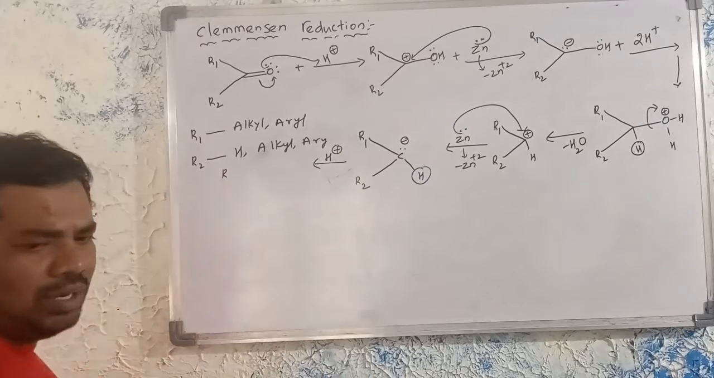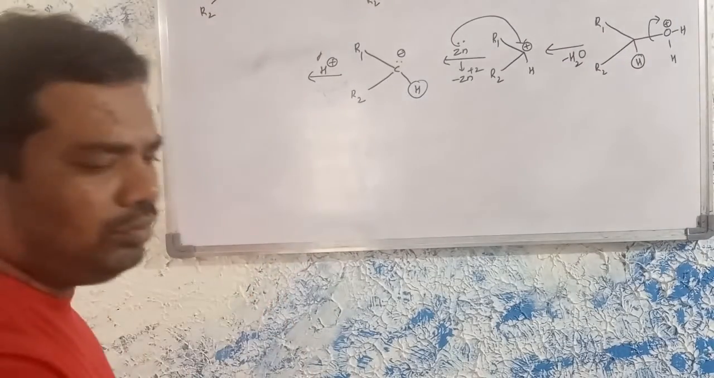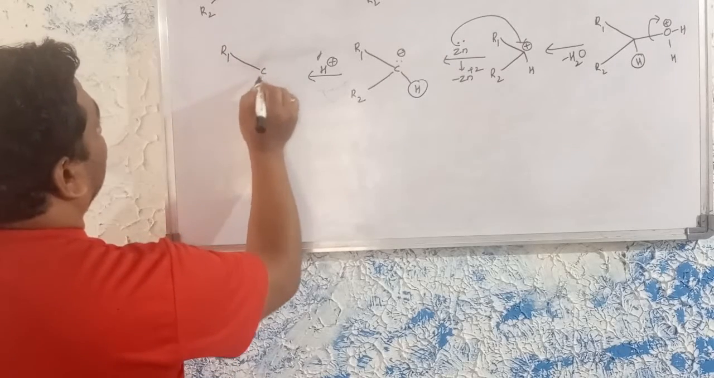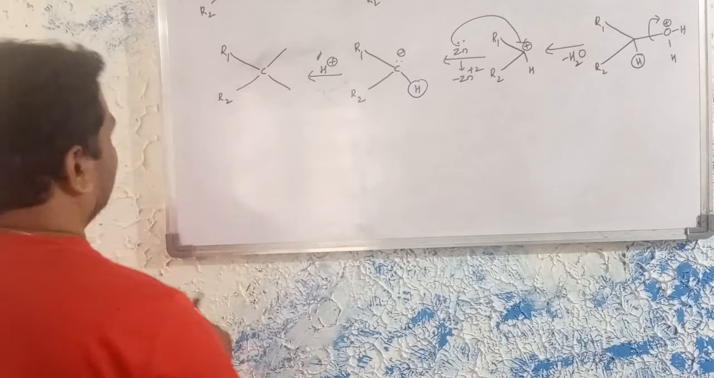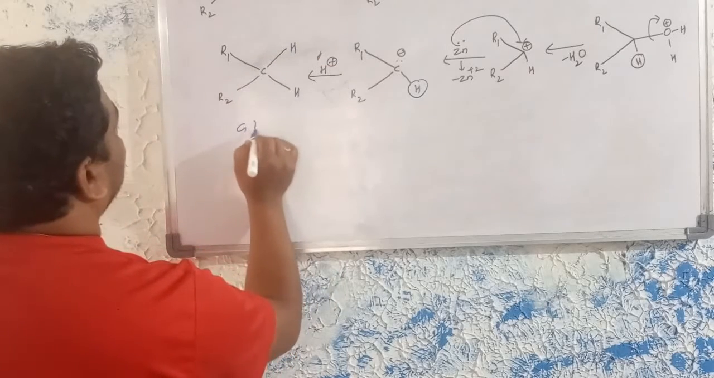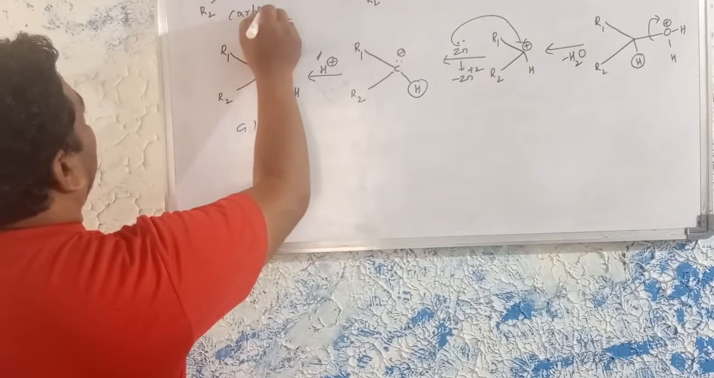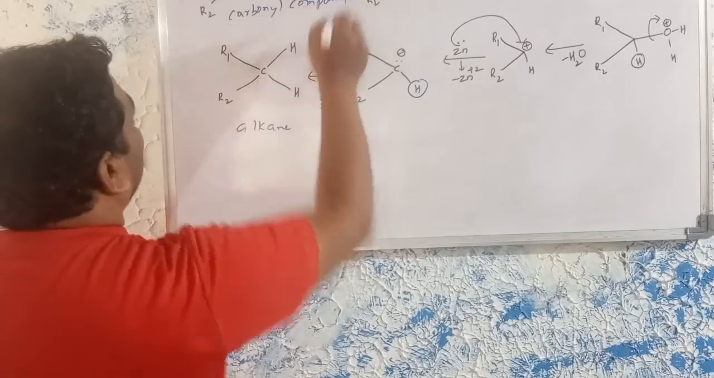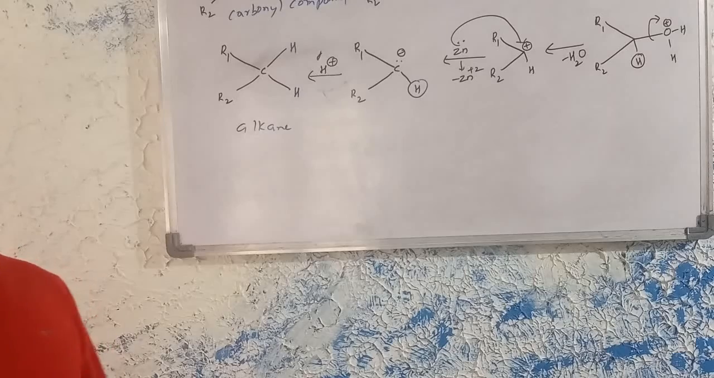R1, R2. The hydrogen is added here. The two hydrogens are added to the carbonyl carbon. So this is the alkane. So the carbonyl compound converts into alkane. This is the Clemmensen reduction reaction, carbanionic mechanism.